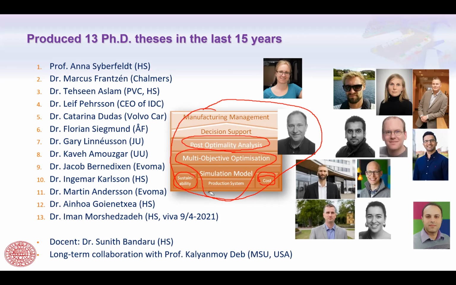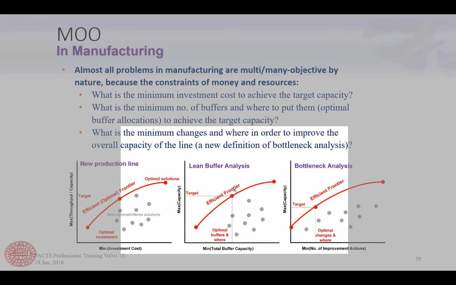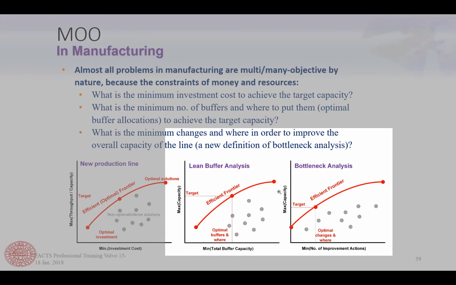So if you have the chance to do a PhD at Uppsala University in the future within this topic, multi-objective optimization, most likely we'll touch on something I have done before with other students, and then make some extensions. Now, we look at several scenarios. I think I have covered some of them. And then we talk about this lean buffer and bottleneck analysis.